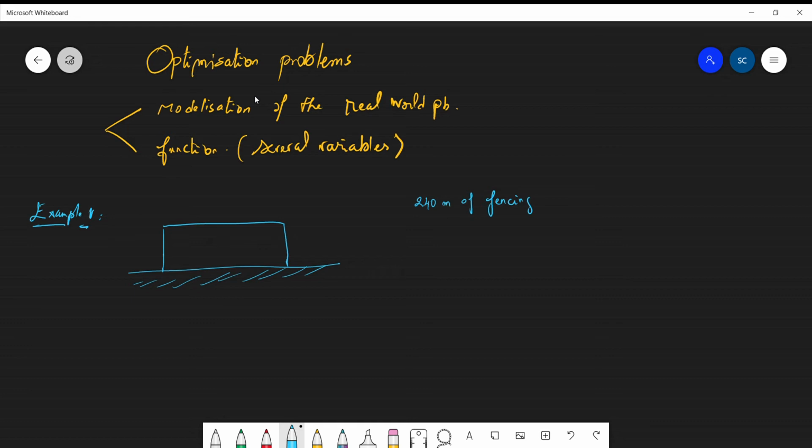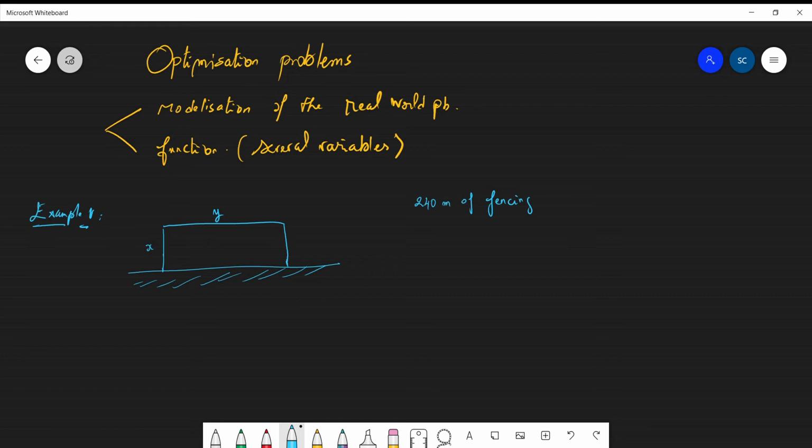Okay, what more information we have? Okay, that's all. So we mainly need to know what are the sides of this rectangle. So let's call them x and y. There are two sides. How can we choose x and y so that we use those 240 meters of fencing for a rectangle? So let's go, we need to formulate the problem.